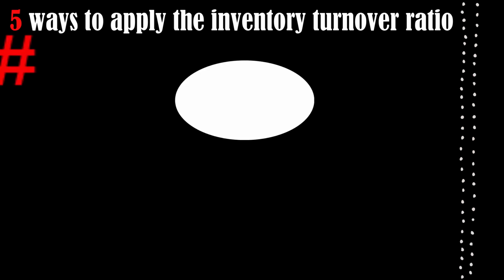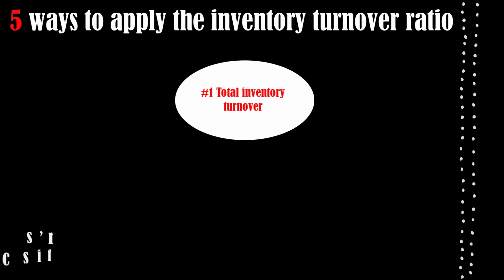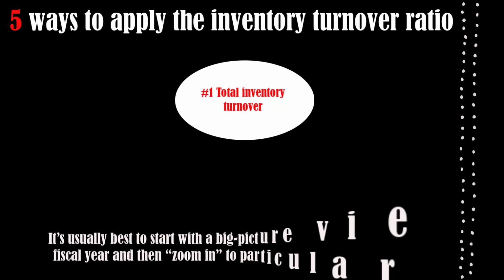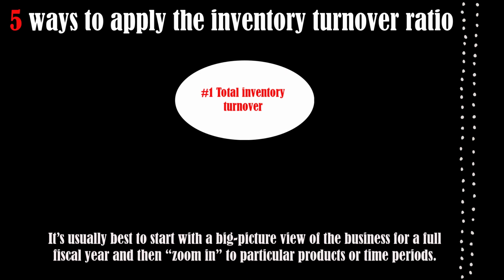Number 1 is total inventory turnover. So the first number you want to calculate is your total inventory turnover for the business. That is what we've covered already. It's usually best to start with a big picture view of the business for the full financial year and then zoom into particular products or time periods.